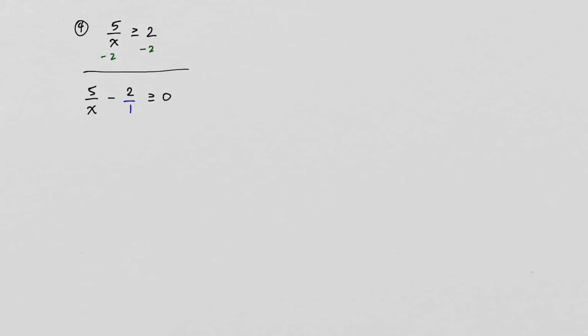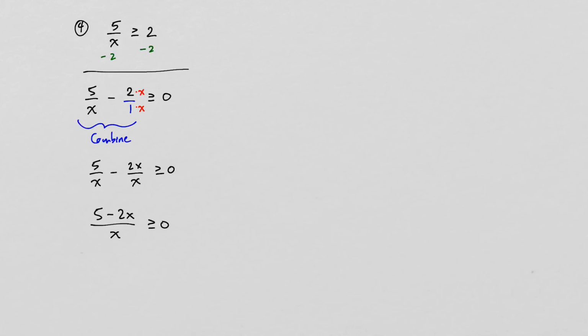So the first thing we need to do is combine these two fractions together. And we can do that by getting a common denominator. The least common denominator between x and 1 is x. So I'm going to multiply the top and bottom here by x. And this gives us 5 over x minus 2x over x is greater than or equal to 0. And that gives us 5 minus 2x over x is greater than or equal to 0.